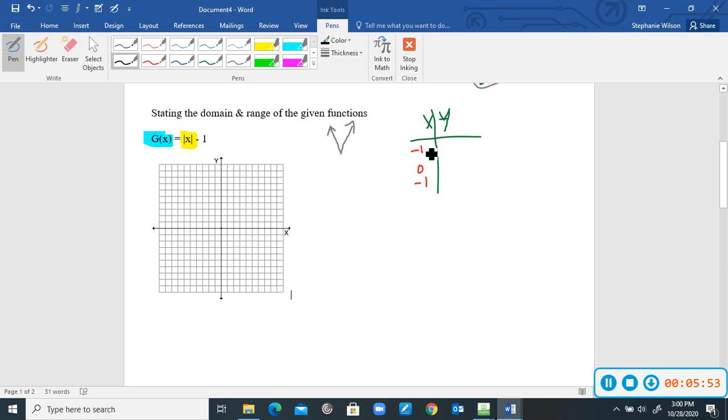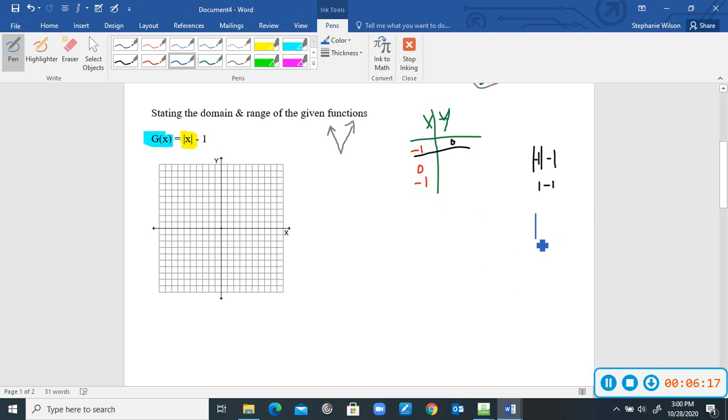So I'm going to solve for when X is -1. So we got absolute value of -1 minus 1. Whenever we take the absolute value of something, when it comes out of those value signs, it becomes positive. So I got +1 minus 1 gives me 0. Now let's plot the next ordered pair.